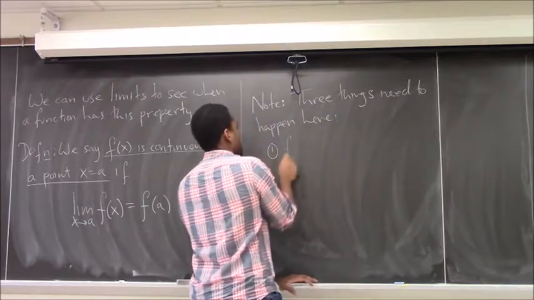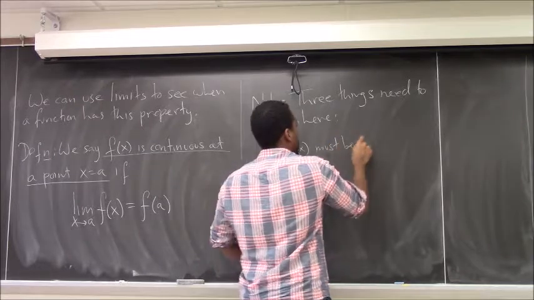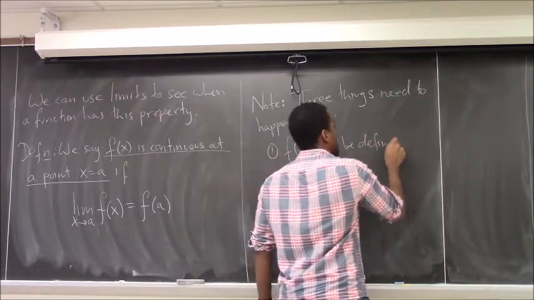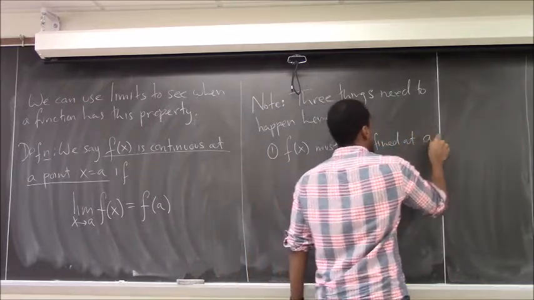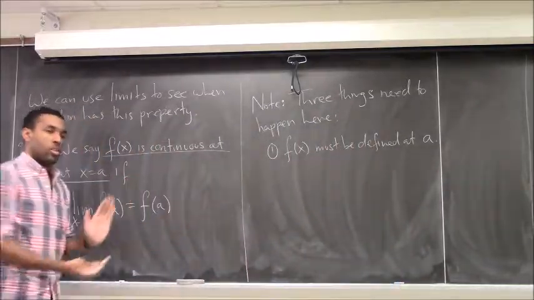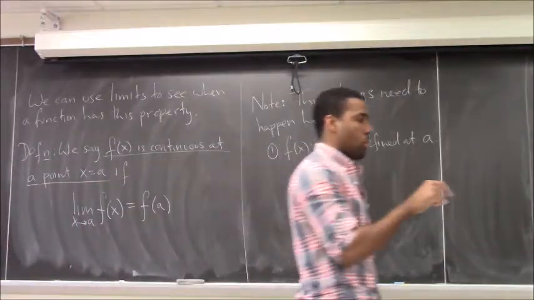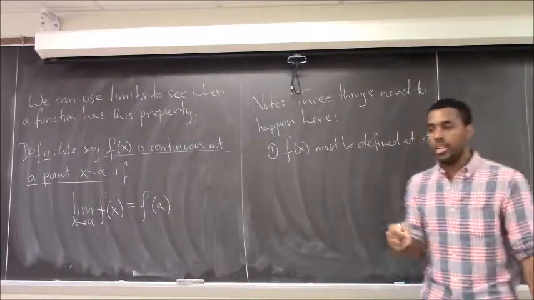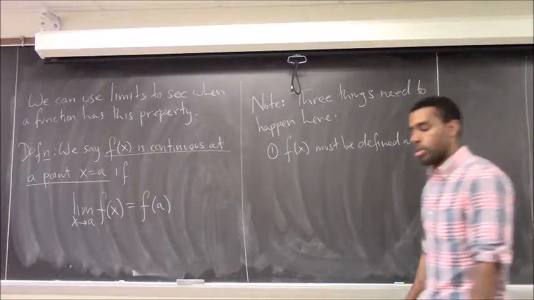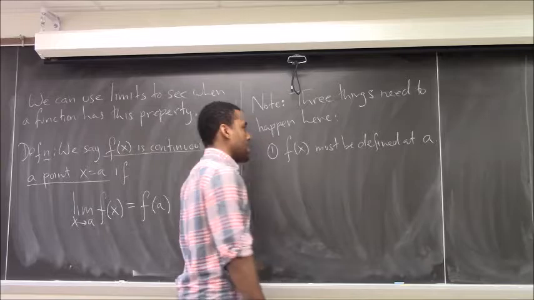One, f of x must be defined at the point. Right? So it has to be true that you can actually compute this value f of a. That gets rid of the fact that there is a hole at that point that you can't fill in. You should always be able to fill in the hole. So this must always make sense. It should always be defined at the point a.